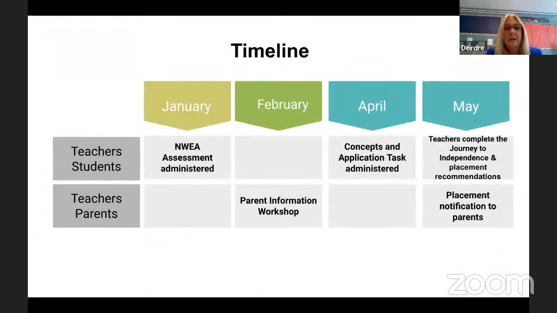So the timeline. As you can see, the timeline started in January with NWEA administration that Projecta just spoke to. February, we have the parent workshop, which we are currently doing right now. April is the concepts and application tasks that Projecta also just spoke to. And then finally in May, the teachers look to complete the Journey to Independence, and they look at the data and make placement recommendations. When that is done, placement notification is sent electronically to parents. So now I'll just pass this to Jill to talk about the criteria.